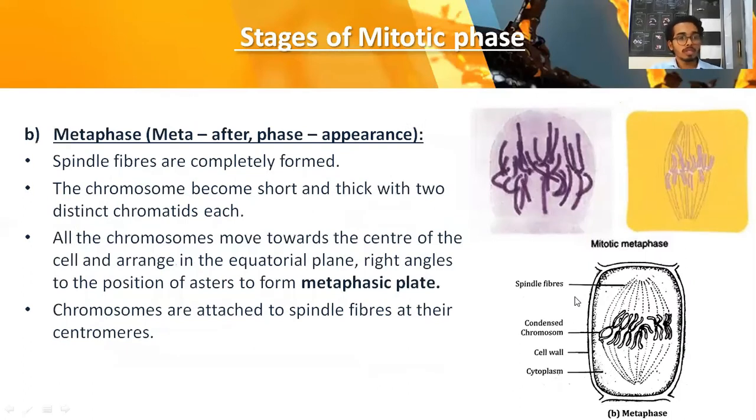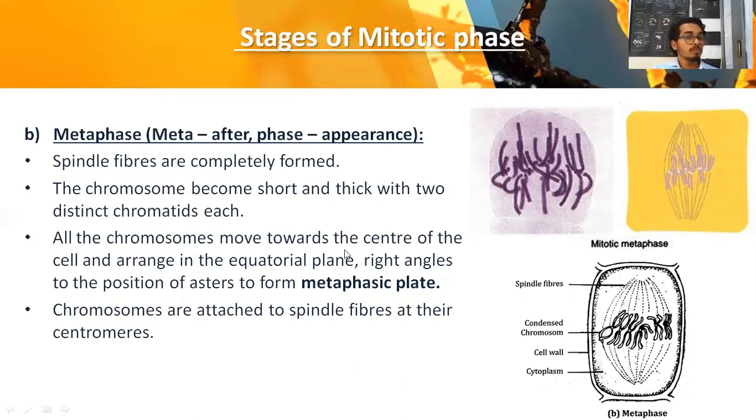This second phase is called metaphase. Meta refers to after, so it is after the prophase stage. Here, the chromosomes are completely formed, and even the spindle fibers are completely formed. The chromosomes become short and thick with two distinct chromatids. You can see an X-shaped structure, which means there are two chromatids in one chromosome.